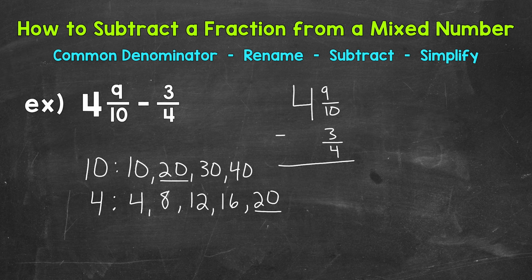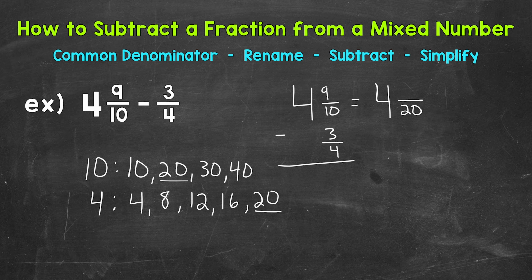So once we have that, we need to rename our fractions with that least common denominator. Let's start by renaming 9/10. So this is going to equal 4 and how many 20ths? So just transfer the whole number over. We're not doing anything to the whole number. We only need to rename the fractional part. So we need to use equivalent fractions here.